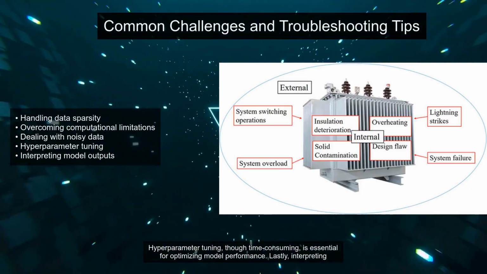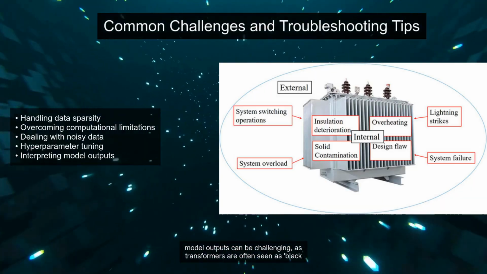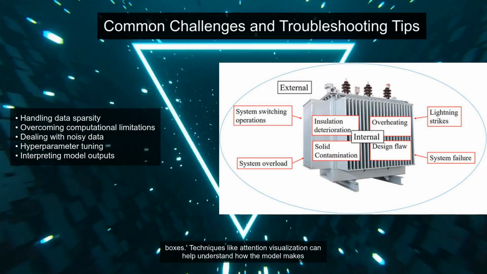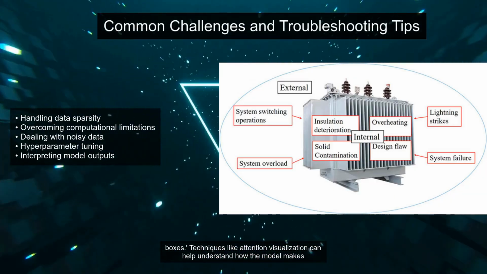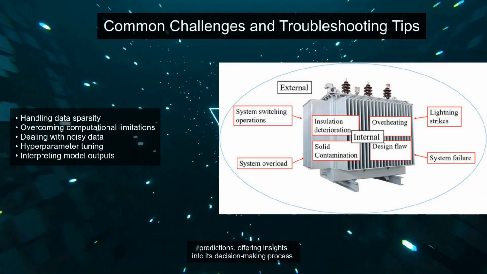Hyperparameter tuning, though time-consuming, is essential for optimizing model performance. Lastly, interpreting model outputs can be challenging, as transformers are often seen as black boxes. Techniques like attention visualization can help understand how the model makes predictions, offering insights into its decision-making process.